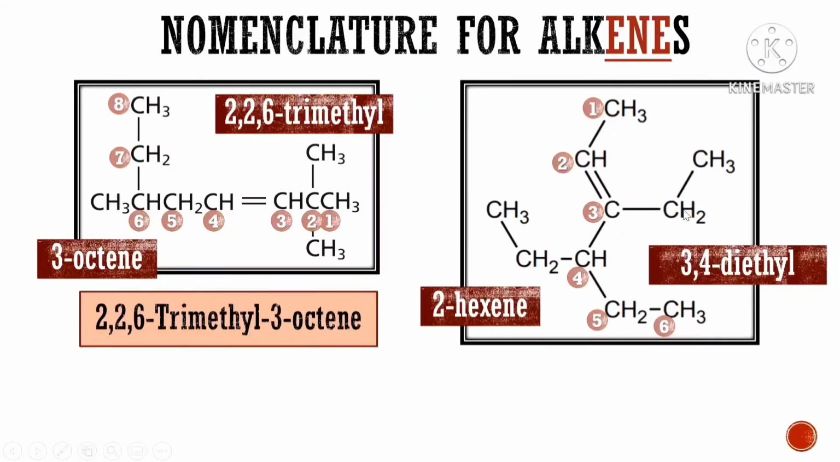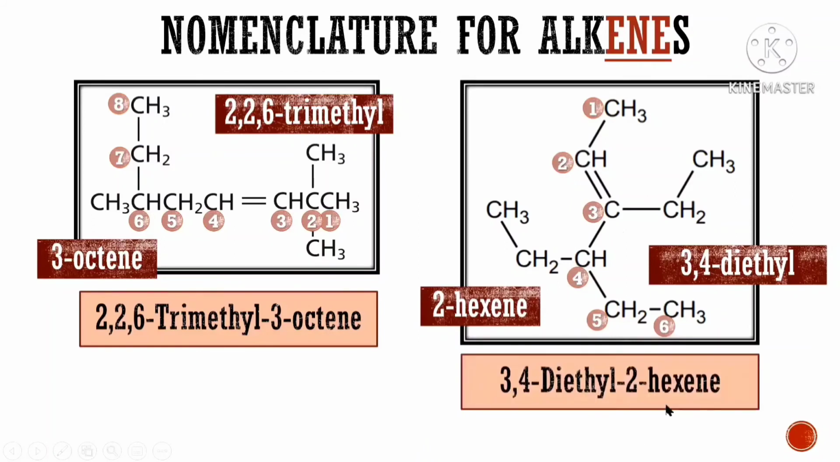There are 2 ethyl groups attached at carbon number 3 and 4. This is an ethyl group, and this is another ethyl group, so we write 3,4-diethyl, and the name would be 3,4-diethyl-2-hexene.